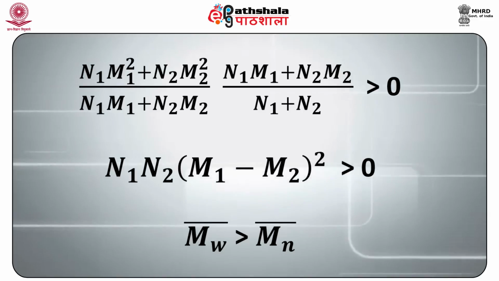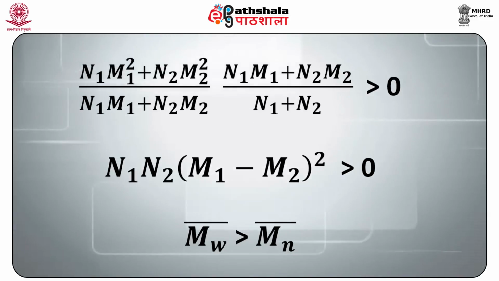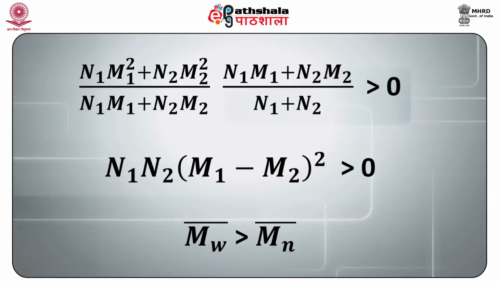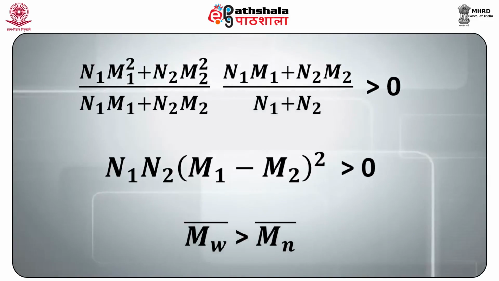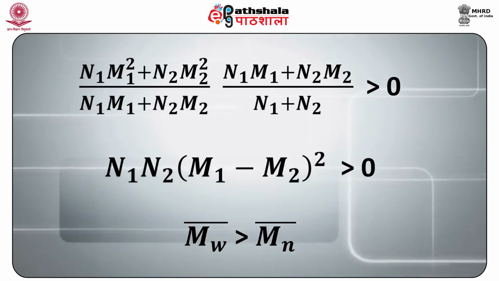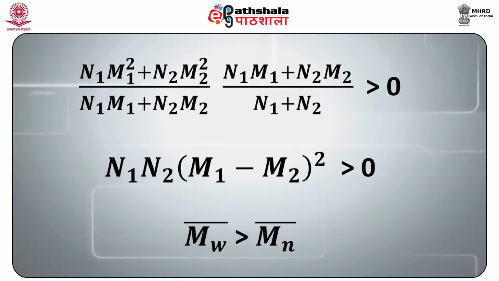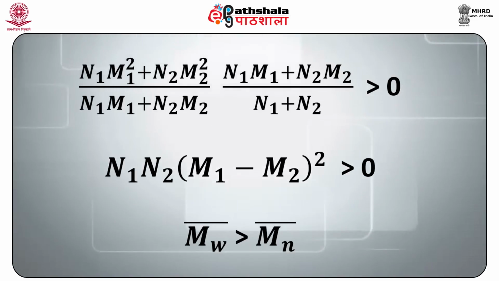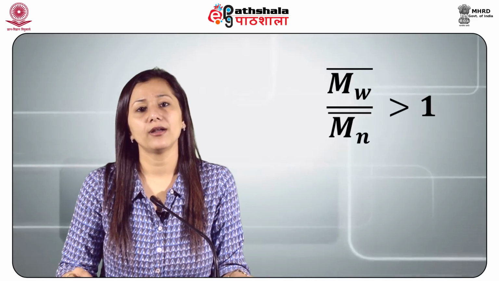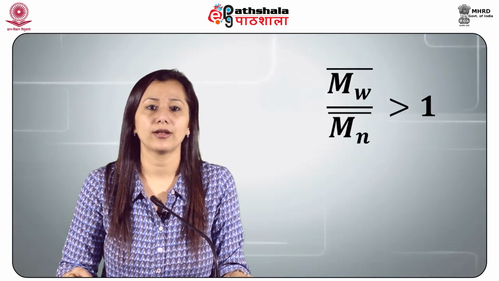Or we have N1 N2 into M1 minus M2 whole square is greater than 0, since N1 and N2 are always positive and M1 minus M2 whole square is always positive as it is a square term. Therefore, Mw bar is greater than Mn bar. Moreover, for a polydispersed sample, Mw bar by Mn bar is greater than 1.